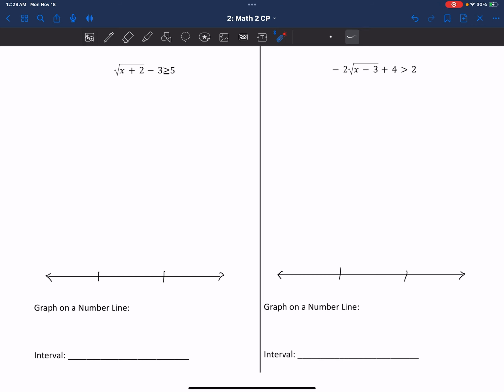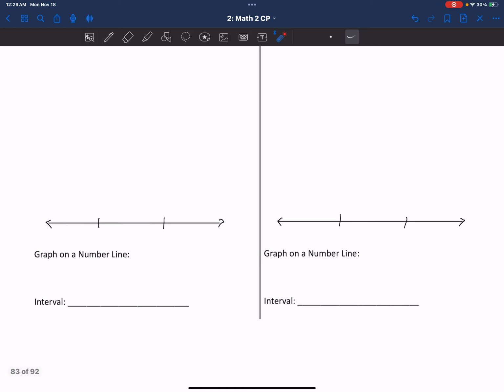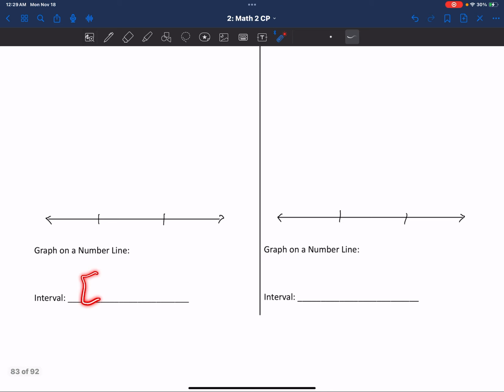So make sure you have your brackets if it is closed like this, and make sure you have your parentheses if it's open like that. And then for your interval, this is where you're going to either do parentheses in that or like that, or it could be both like that depending on what it is. So do your graph on the number line. So if your answer is 1, you would just write 1 and then write 5 or whatever the answer is. All right. And then you're going to do the same thing here. Wherever they overlap is your solution, and that's what you're going to put here for the interval.